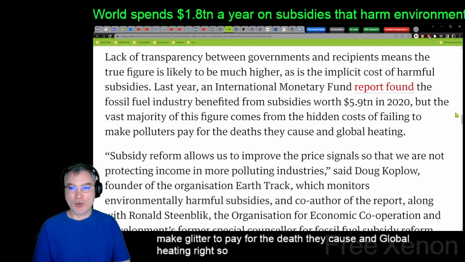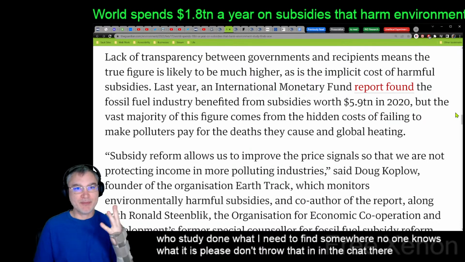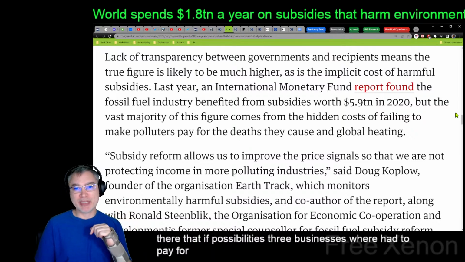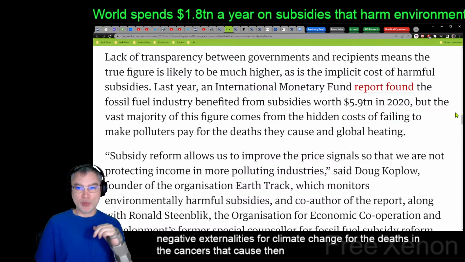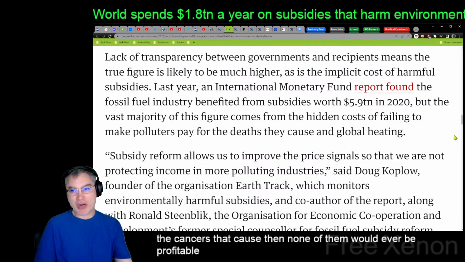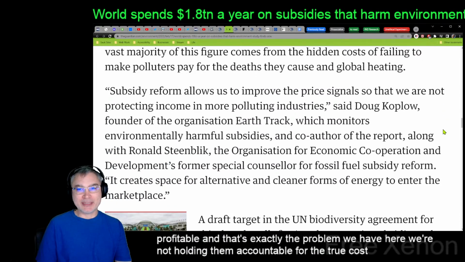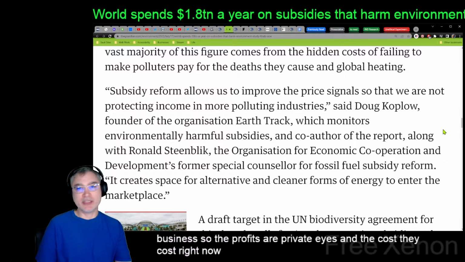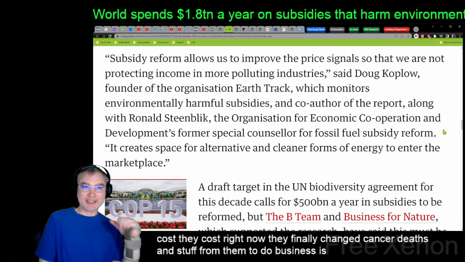Right, so as we've said before, there was a study done, which I need to find somewhere. If someone knows where the study is, please, I'll throw that in the chat, that if fossil fuel industry businesses had to pay for the negative externalities, for climate change, for the deaths and the cancers they cause, then none of them would ever be profitable. And that's exactly the problem we have here. We're not holding them accountable for the true cost of them doing business. So the profits are privatized, and the costs, the negative externalities of climate change, cancer, deaths, and stuff from them doing business, are socialized.